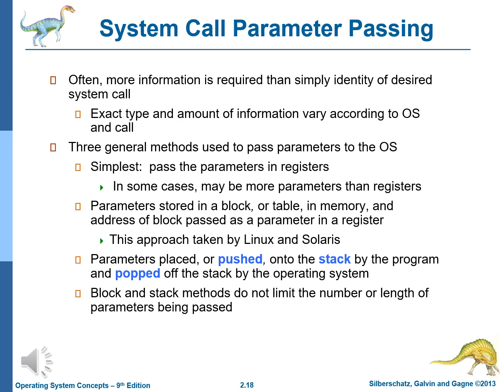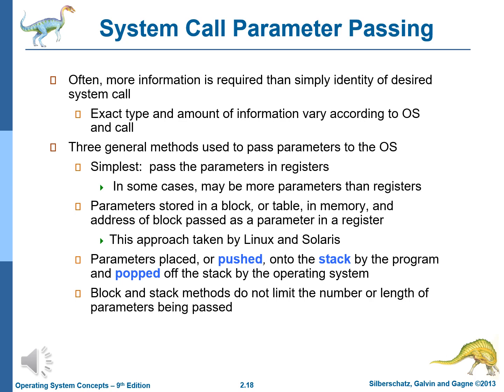System calls occur in different ways, depending on the computer in use. Often, more information is required than simply the identity of the desired system call. The exact type and amount of information vary according to the particular operating system and call. For example, to get input, we may need to specify the file or device to use as the source, as well as the address and length of the memory buffer into which the input should be read. Of course, the device or file and length may be implicit in the call.